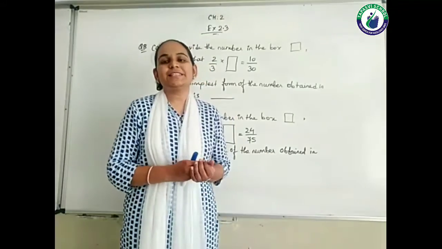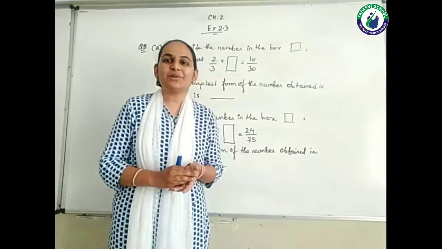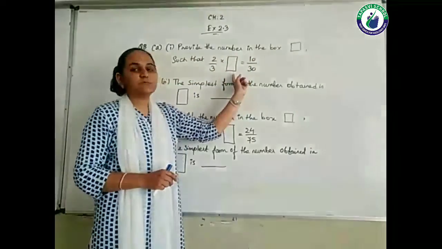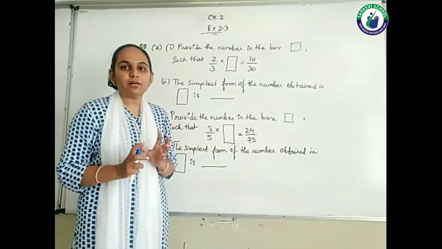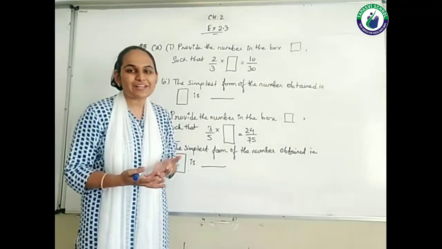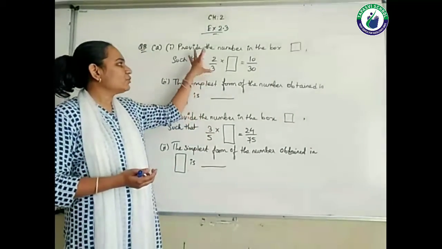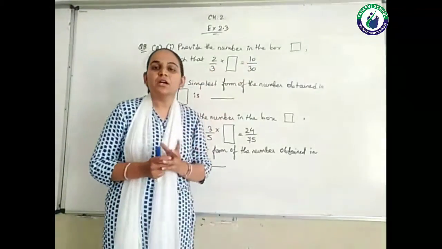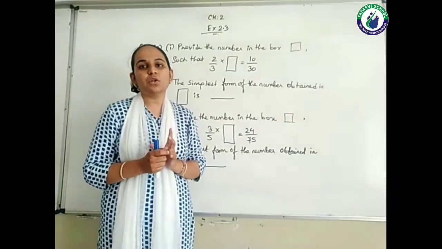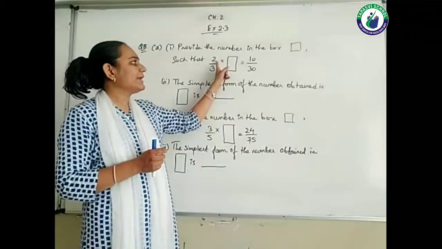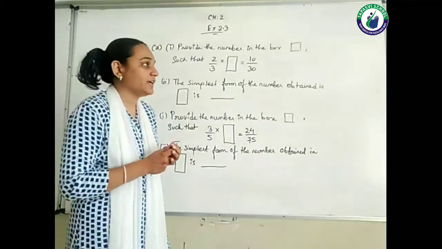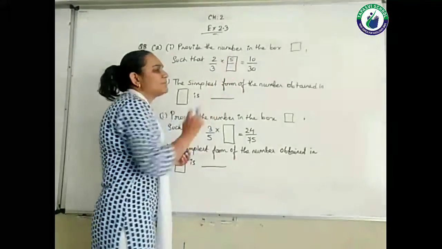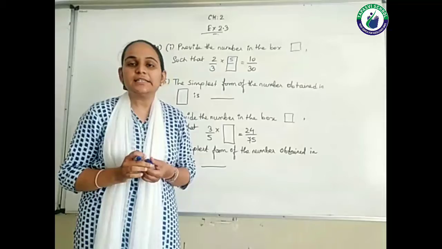Okay students, now let's see the last question of this particular exercise. Provide the number in the box. That means in this box you have to write one particular number. Here most probably it will be a fraction only, such that 2 by 3 multiplied by that number becomes 10 by 30. First of all, students, you should know which number will multiply by 2 to get 10. That is 5. So here I am writing 5 upon. Now which number will multiply with 3 to get 30? That is 10.